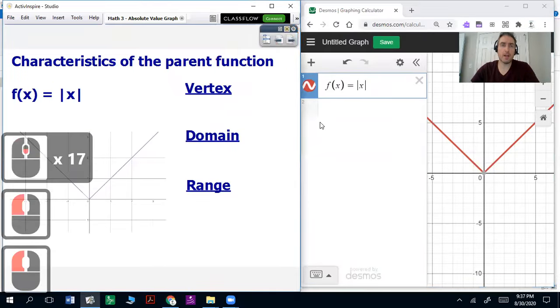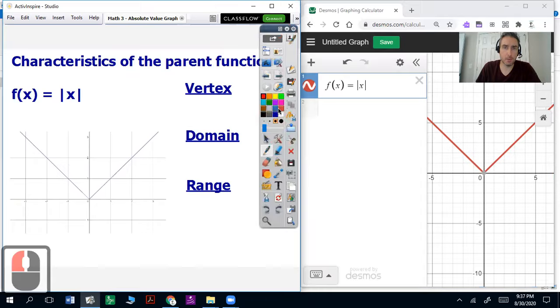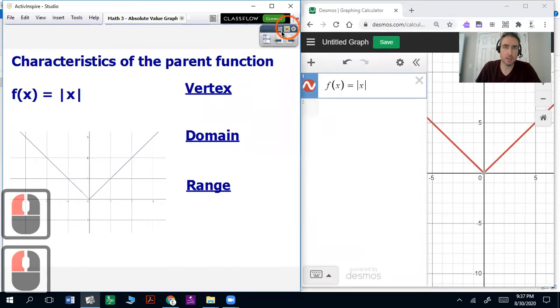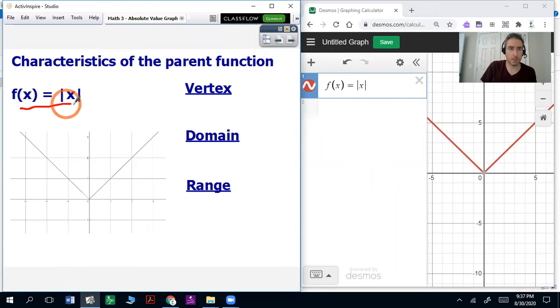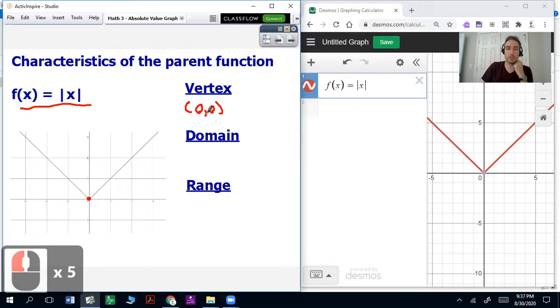I want to verify a couple things with absolute value graphs. I want you to write these down. They're going to have a few key characteristics that we want to talk about. So the first thing is they all are going to have a vertex. Sometimes it's the minimum and sometimes it's the max. So for the parent function, the vertex is going to be the minimum. That's going to be right here. That's going to be 0, 0. Now, if you have a flipped one, in some cases we do, then it would be a maximum. But in this case, it's a minimum.